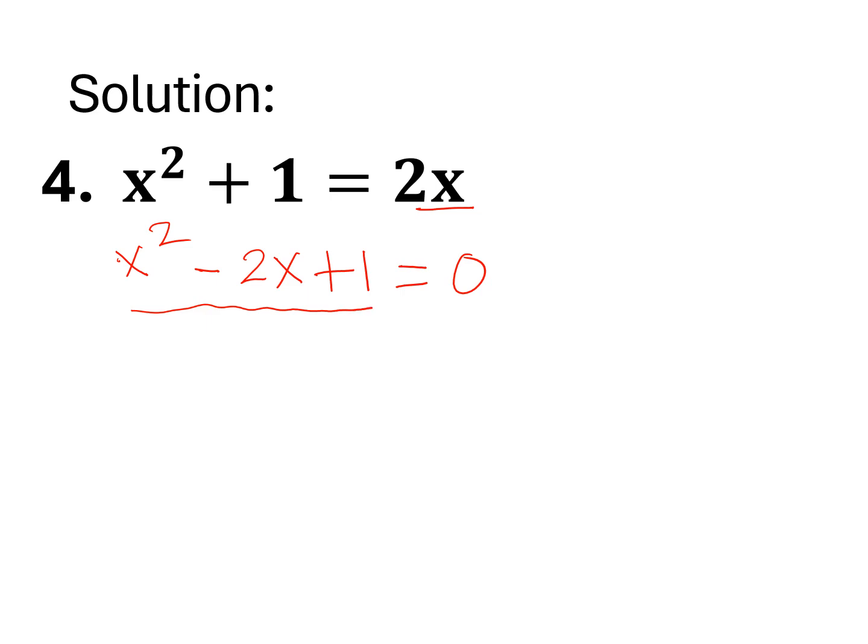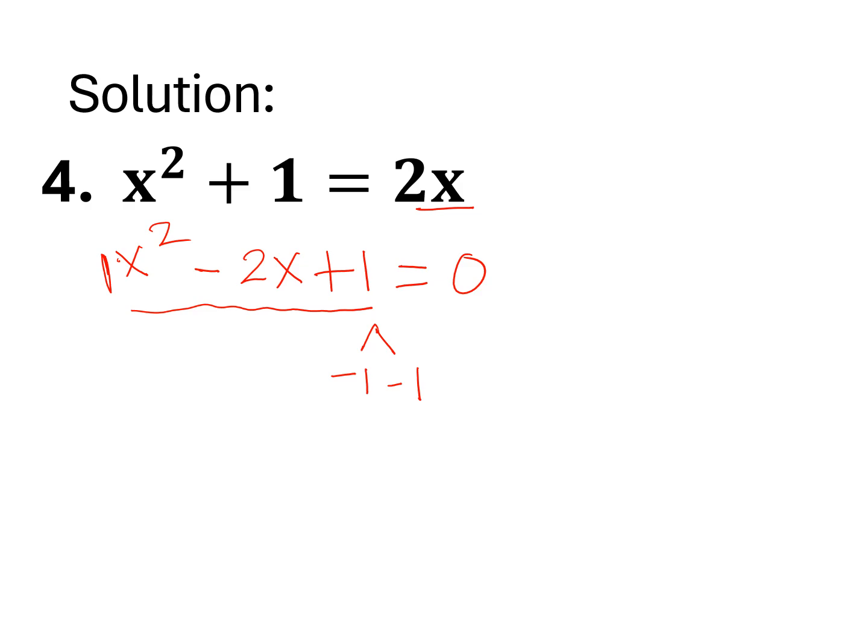So what are the factors? You can see the three terms, and the leading coefficient is 1. What are the factors of positive 1 that, when you add the two numbers, equal negative 2? So what are the two numbers? Yes, negative 1 and negative 1.